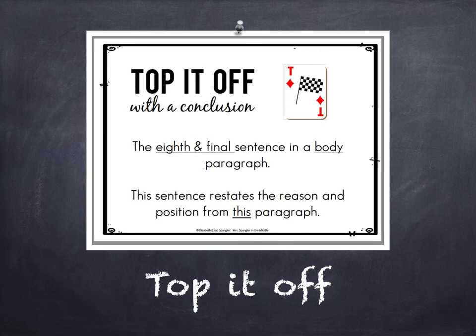The final sentence in your body paragraph will be your conclusion sentence. The purpose of this sentence is to restate the reason and position from this particular paragraph. Not for the entire essay, but from this paragraph. It's a way to bring everything together for the reader. You might also think about this as a way to leave the reader with a lasting impression for this particular reason.